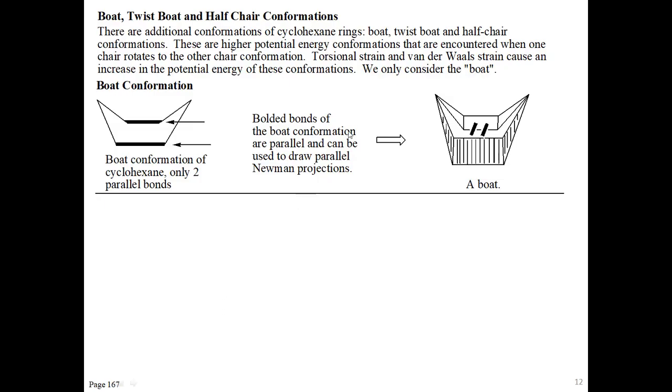Now, the way that two chairs get back and forth is by a boat. We're going to simplify this a little bit and just look at the boat conformation. And in the boat, if I tip, say, this end up, then these two lines will be parallel. I will only have two parallel lines now. Okay, and so I tried to draw a little boat over here to give you that idea of what a boat might look like.